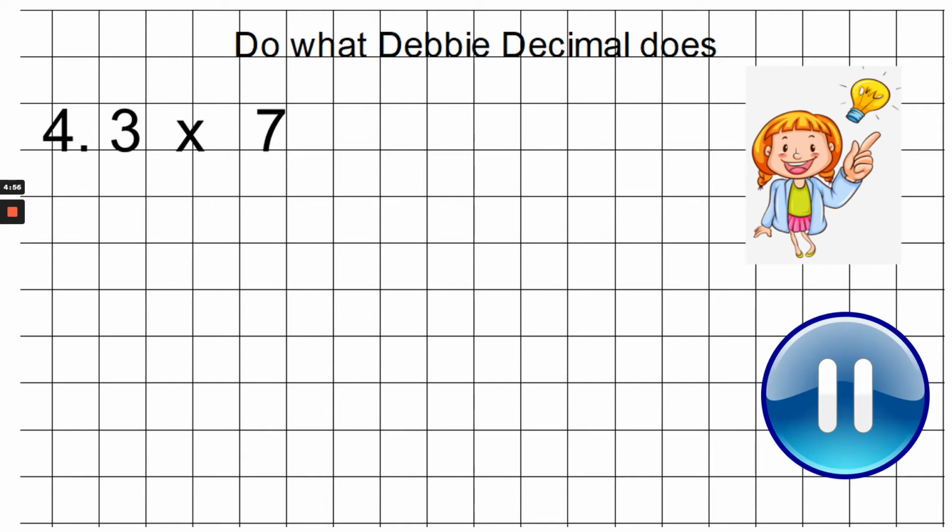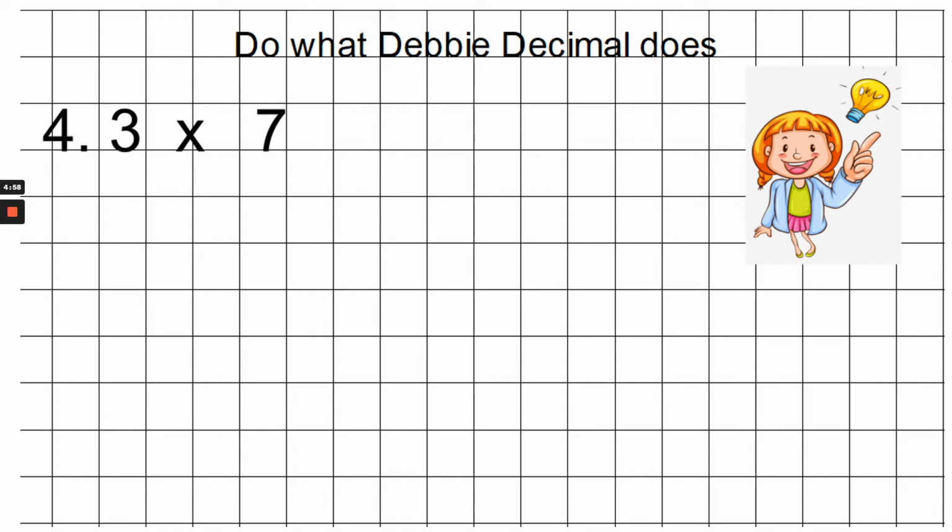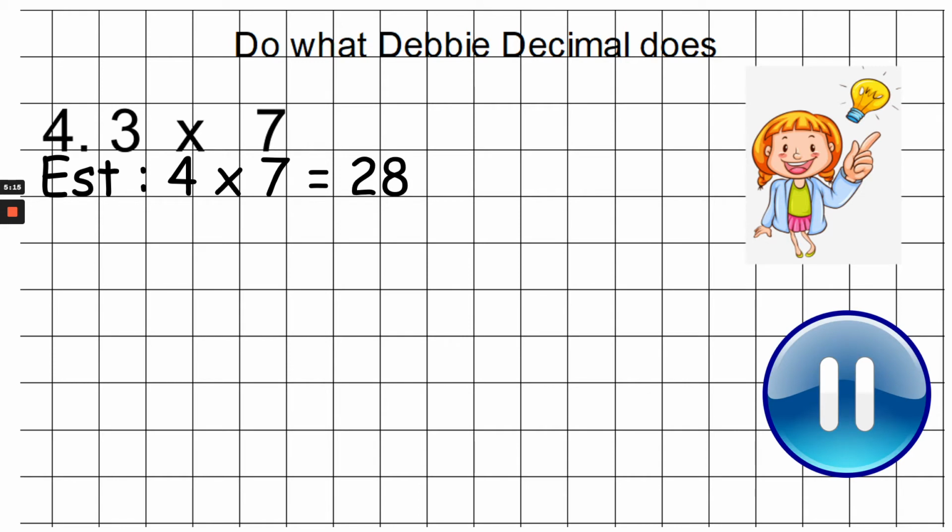All right, let's have a look. Our estimate, we should have written 4 times 7 equals 28. Our answer needs to be somewhere near 28. You're going to set this up now in a formal written method using a whole number to help you, and then make sure that you make it small again. Off you go.